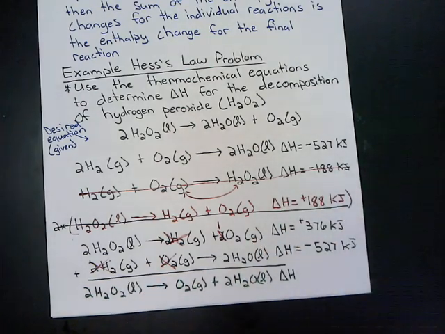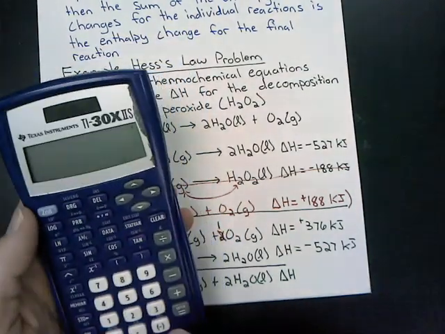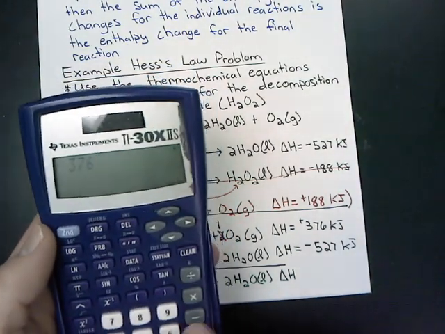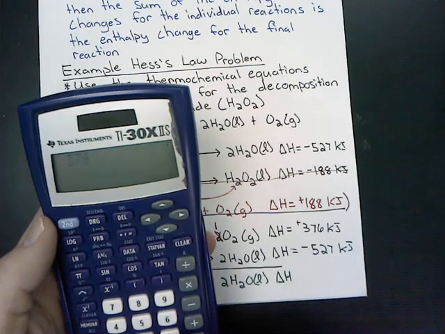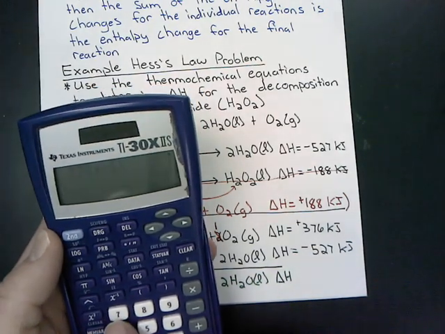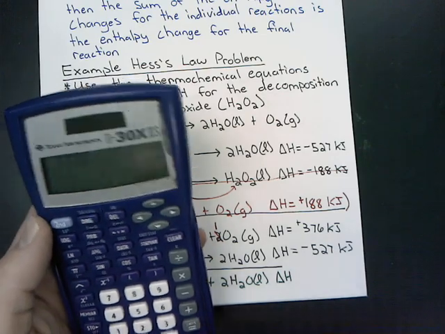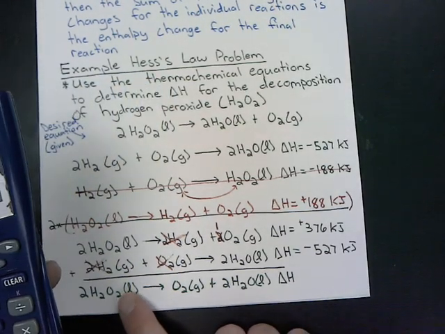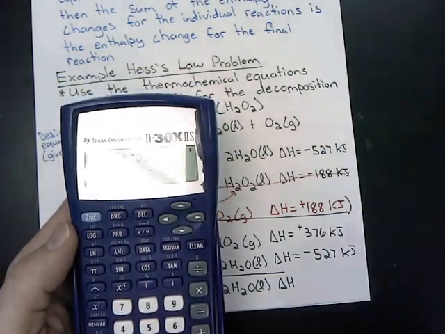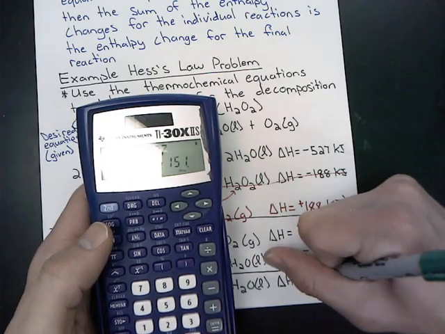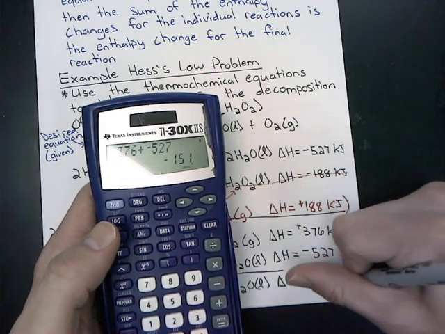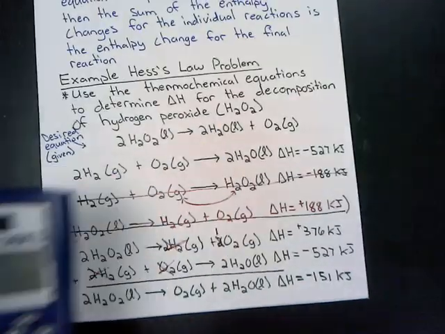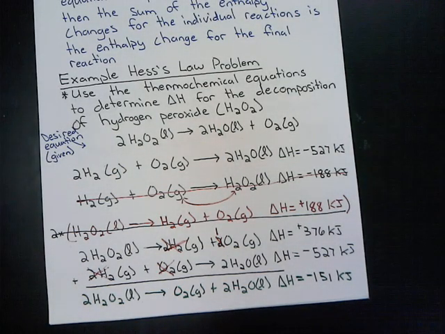If those two things match out, all we need to do is add together our delta H's exactly how we have it listed here. So in this case, I'm going to take my positive 376 and add it to negative 527. And so the delta H that I obtain for this decomposition of H2O2 is negative 151 kilojoules. Now, we got Hess's law. This is a big part of the problem.